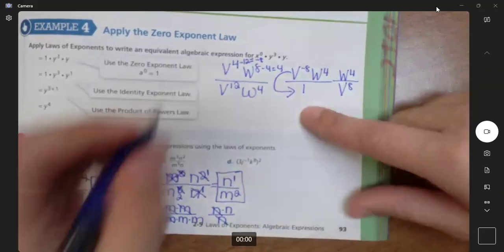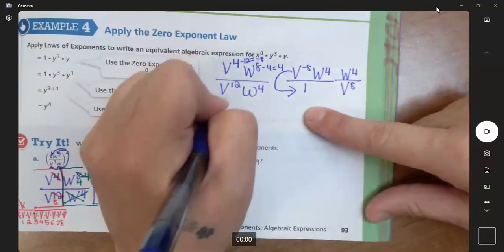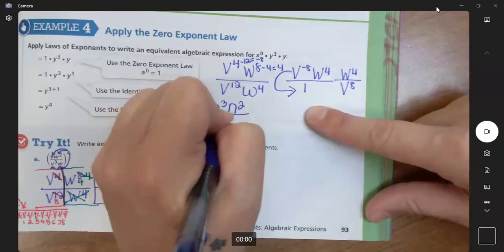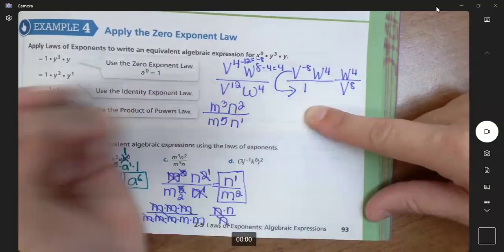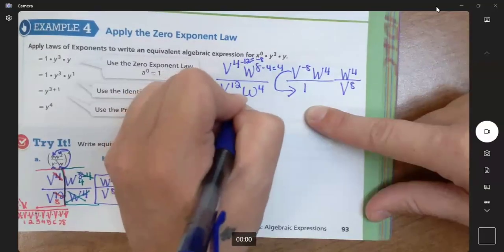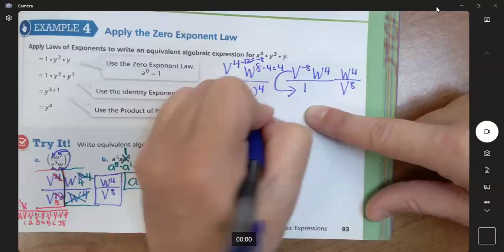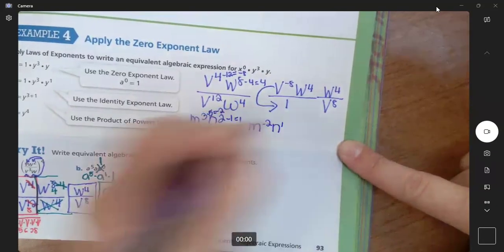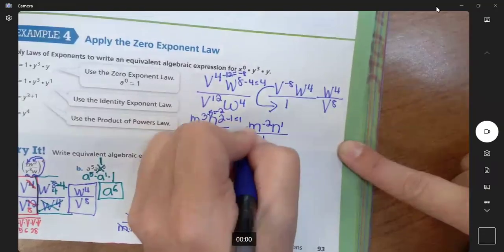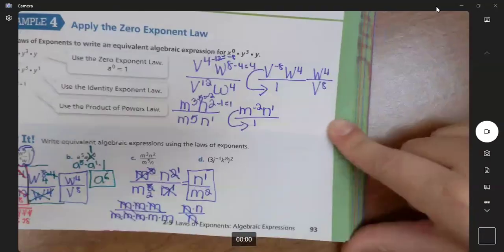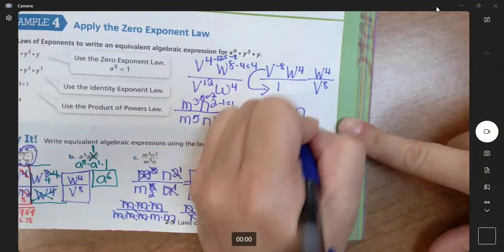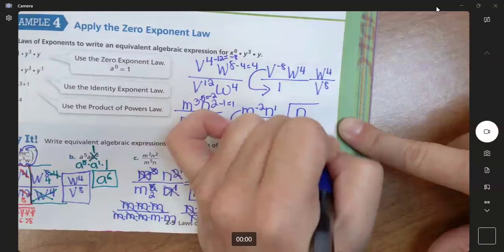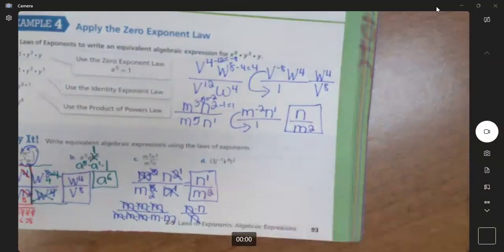If you don't like it, M3, M2, M5, N1. 3 minus 5 is -2. 2 minus 1 is 1. So you get M -2, N1. M is not happy. Send it to the denominator party where it wants to be. N over M2. Either way, it's the same answer. And no, you don't have to put the 1 there. I don't know why I did.